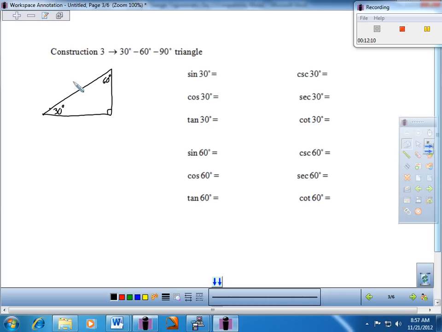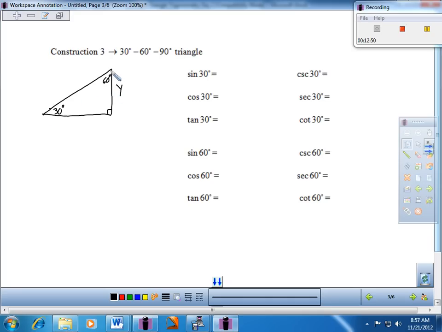Okay. Well, in this particular case, let's start from the small side, if you would. And so we're going to call that Y. So that would be the smallest leg in the 30, 60, 90. And let's see if you remember your relationships here. So the easiest one to see is the relationship between the small leg and the hypotenuse.